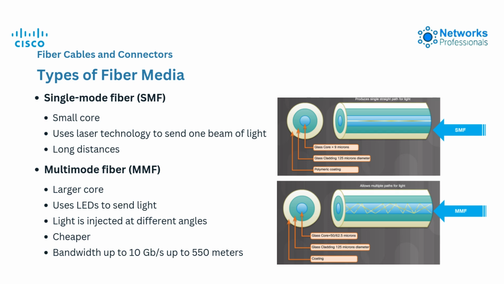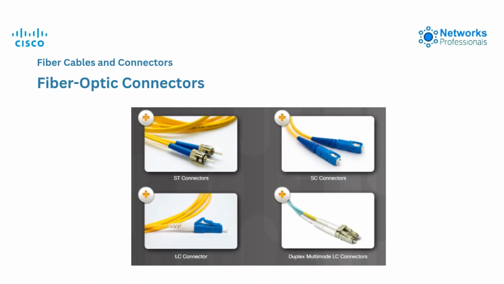Fiber optic connectors. Fiber optic connectors are used to join fiber optic cables to devices such as switches, routers, or fiber optic patch panels. These connectors ensure the smooth transmission of light signals through the fiber, maintaining signal integrity. There are several types of fiber optic connectors, each with unique characteristics and use cases. Below are some commonly used fiber optic connectors, ST connectors.